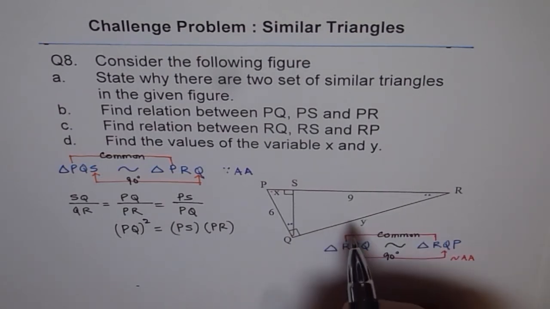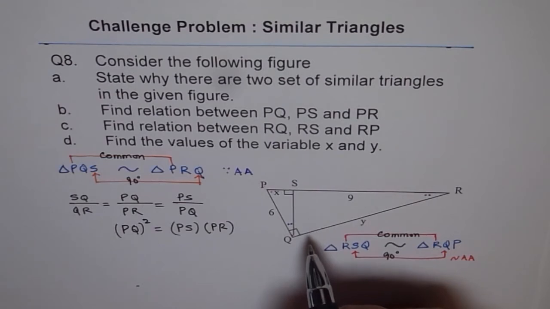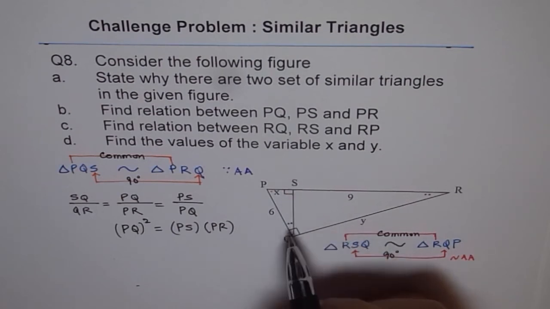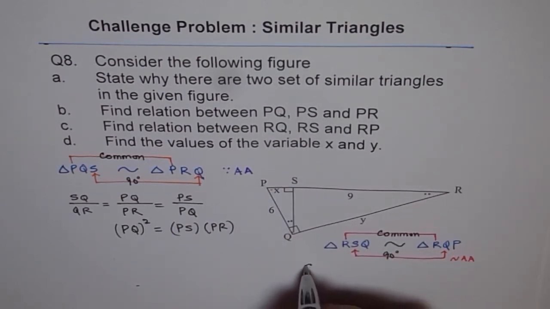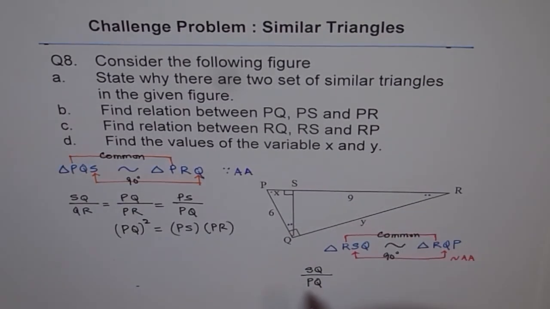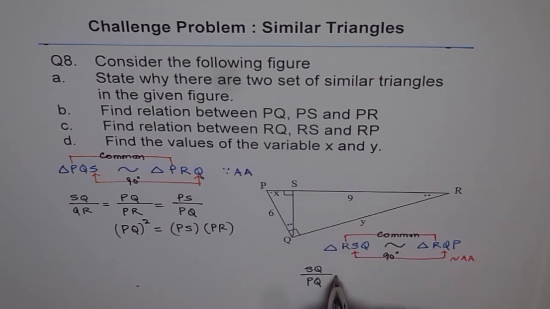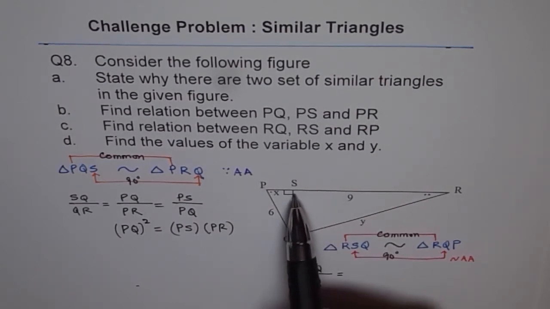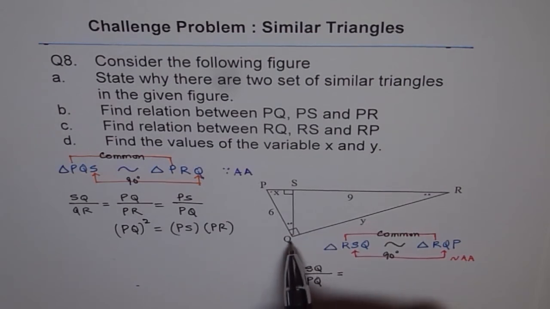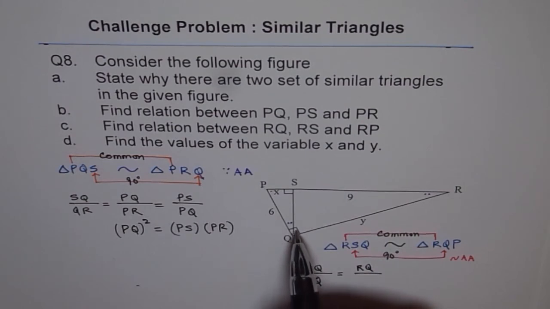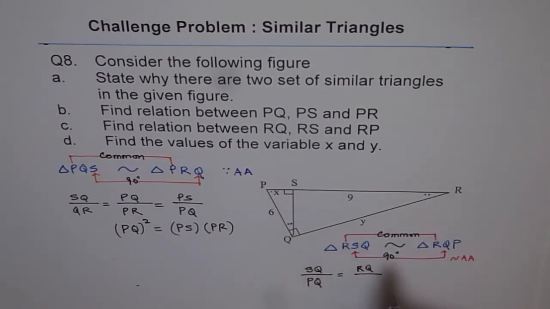Okay, so we can consider the side opposite to, let us say, the common angle R. Okay, let's start with R. Now in the small triangle, the side opposite to R is SQ, right? We write SQ, and the side opposite to R in the big triangle is PQ, correct? Now the side opposite to the right angle in the small triangle is RQ. The side opposite to 90 degrees in the big one is RP.